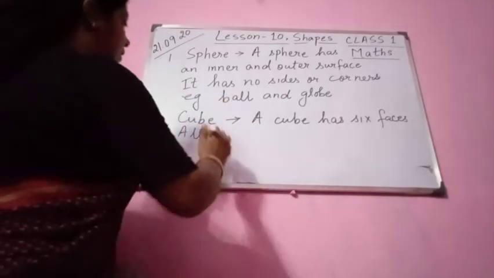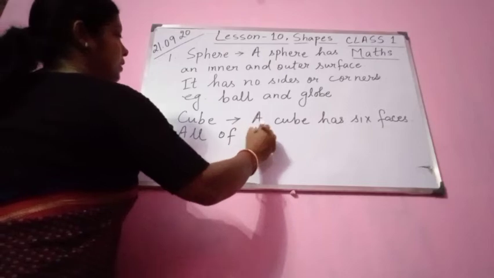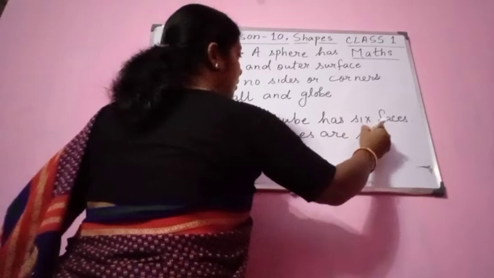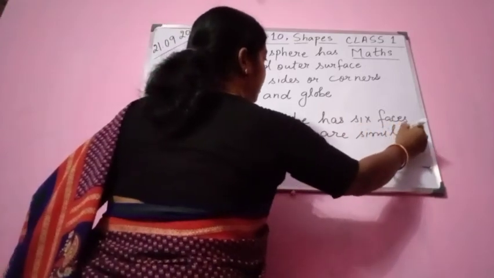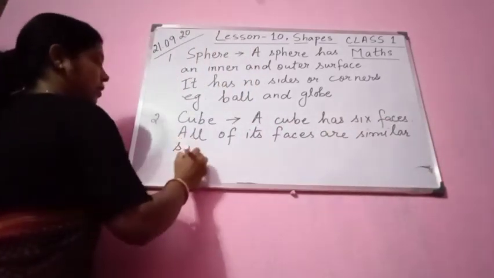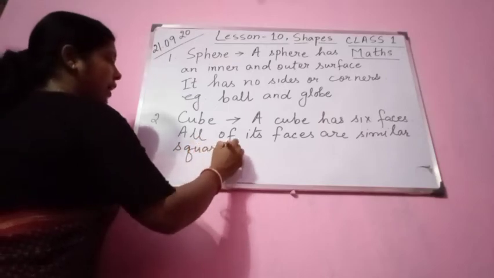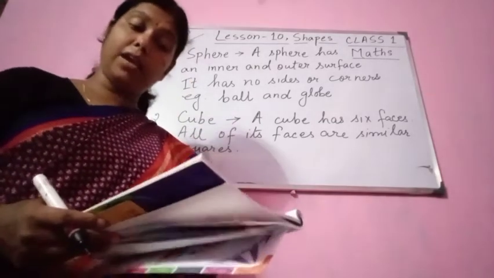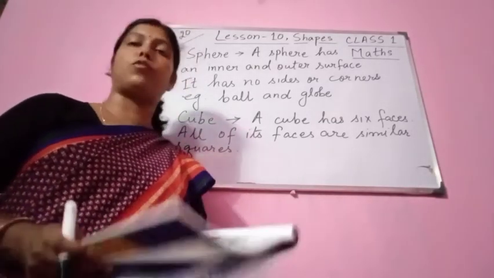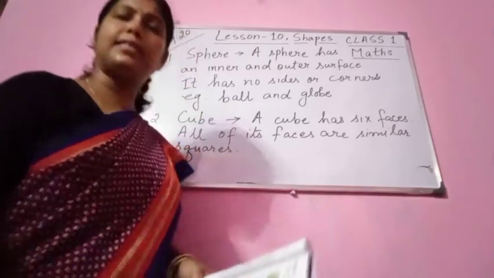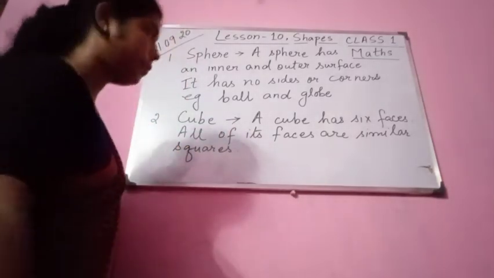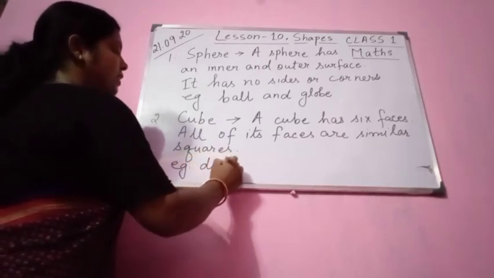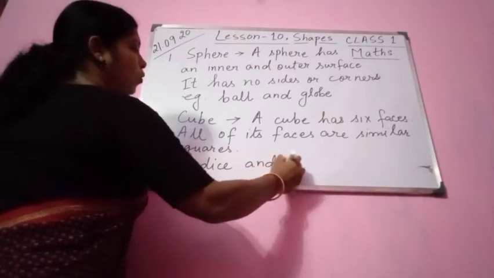All of its faces are similar squares. All the 6 faces are equal. You have to keep in mind, all the 6 faces are equal. All of its faces are similar squares. That is the meaning. Okay, any example you give? Example you give dice. I taught you. What is a dice? You play Ludo with that. Dice and box. Any wooden box it can be.